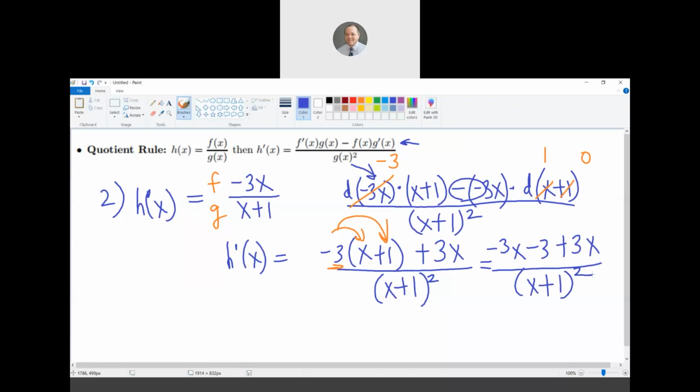Well, we can do one more thing, namely cancel out the 3x's. So our final first derivative, h prime of x, is negative 3 all over x plus 1 quantity squared. So that's how you use the quotient rule whenever you have a fraction.